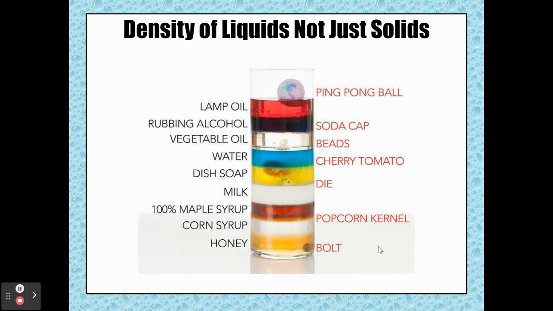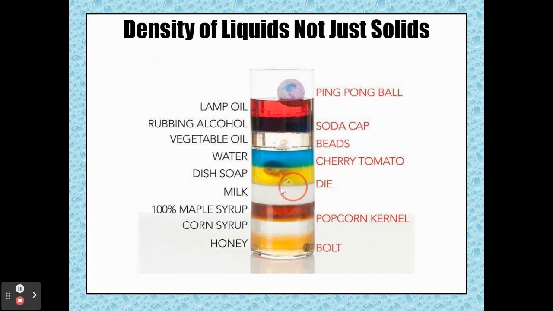So here's an example of density of liquids. It's just not solids. You can have density of liquids. You can actually make this density column at home. You can just find a bunch of stuff at home, right? Honey, corn syrup, maple syrup, milk, dish soap, water, vegetable oil, rubbing alcohol, and lamp oil. You could mix it together really quick, carefully, or you can mix it together and let it sit for a little while and it will separate, and then you could put things into it and see which layer it stops at, or does it stop between layers, right?